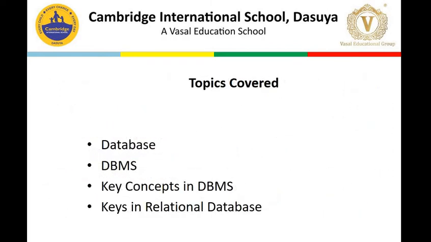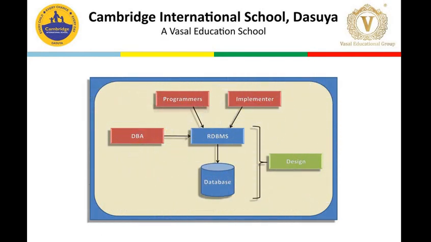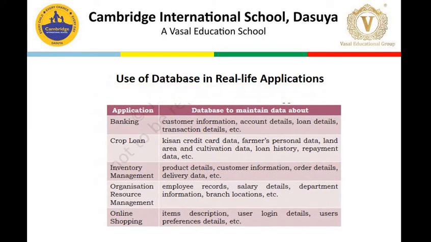Moving forward, students, till now we have covered what a database is, DBMS, key concepts in DBMS, and the different keys available in a relational database. So first we have a recap of what we covered in earlier lectures. This is what we started with: the DBMS and the different stakeholders involved with the DBMS. Then we covered that the database is the backbone of every organization. There is a huge number of databases applied in real life applications.